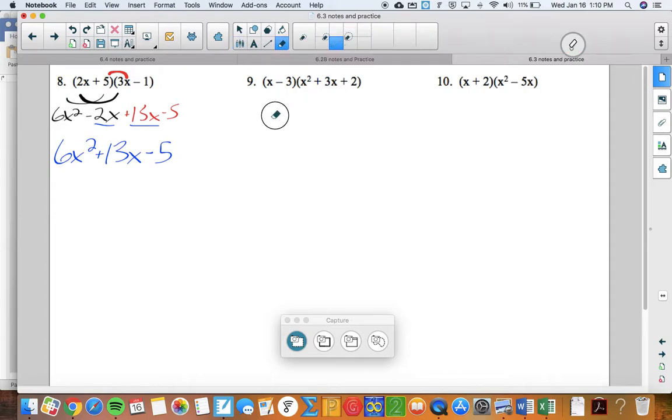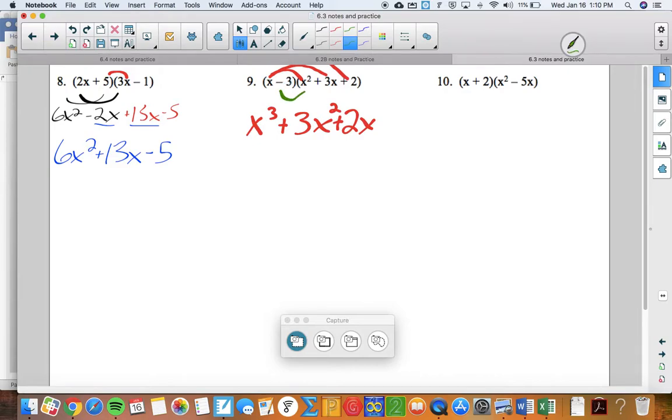Alrighty, let's distribute the x through. So now I have 3 multiplication rainbows to make, 3 multiplication steps to do with just that first x. So we get x to the third, we get 3x squared and 2x. Now folks, I could keep on going. I am going to keep on going and multiply a negative 3 to each of these things. And I could put those 3 things right here where I'm making those 3 green dots.